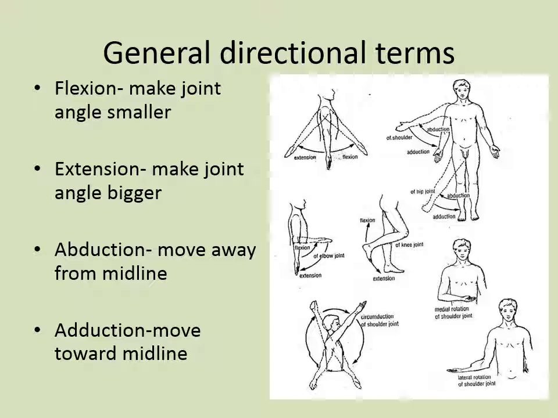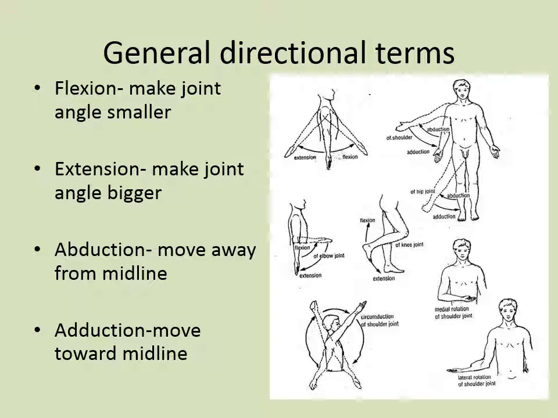Some general directional terms when it comes to movements of the body. Flexion would be to make the joint angle smaller. So if we're talking about flexion of the shoulder, that means we're going to raise our shoulder up towards our face. We're making the joint angle of the shoulder smaller.